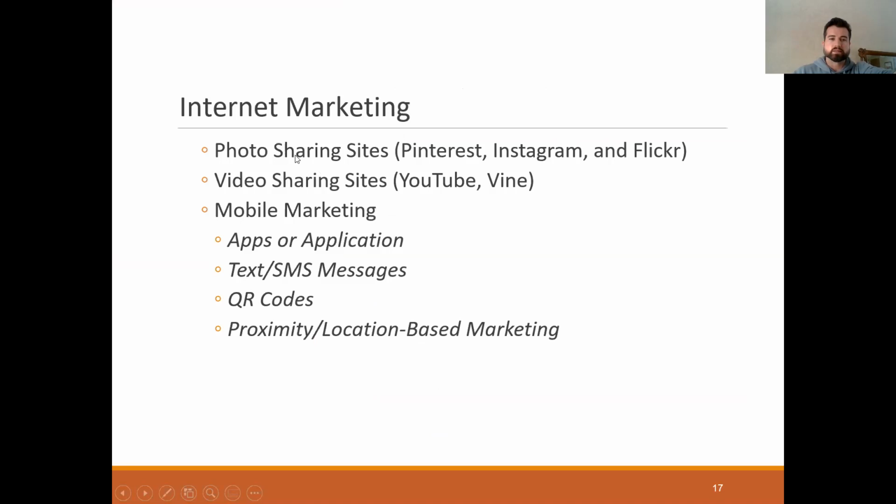Internet marketing continued: photo sharing sites like Pinterest, Instagram, and Flickr, and video sharing sites, YouTube and Vine. Instagram is now also including videos. Mobile marketing: apps or applications, text message, QR codes. I'm not sure if you guys are familiar with QR codes. I should have shown a picture, but that's kind of like a square barcode, but a little bit different, where you can scan that with your phone. Different apps allow you to scan that, so you might see advertisements where you can scan and get more information on the ad.